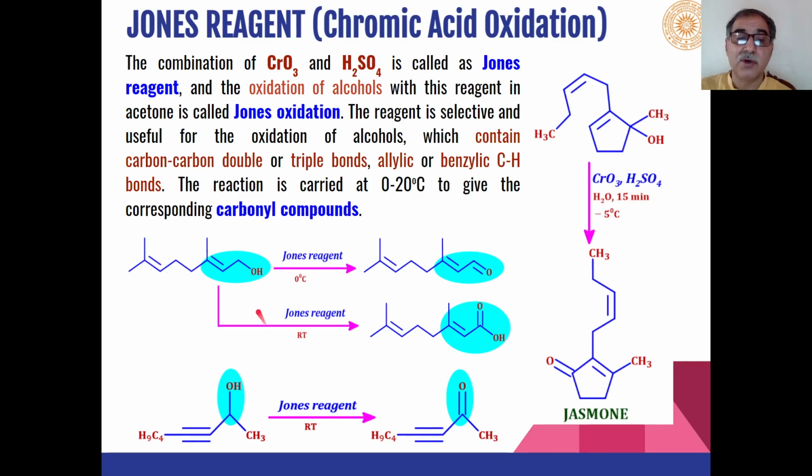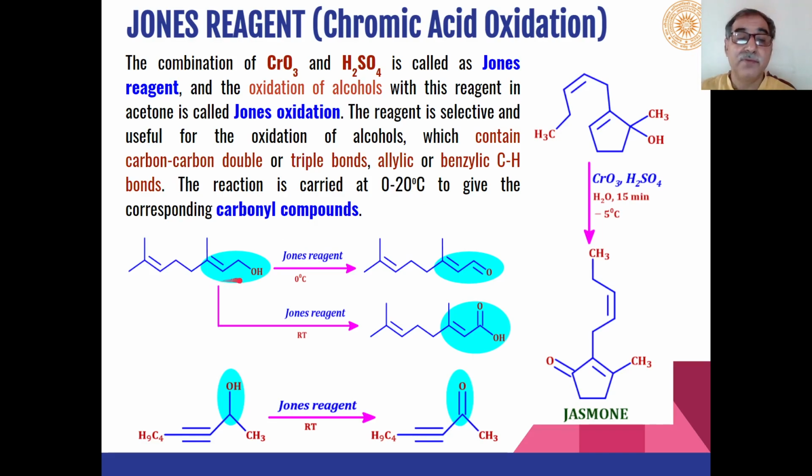It has been found that this reagent is very selective and very useful for the oxidation of alcohols which contain either a carbon-carbon double bond or carbon-carbon triple bond alpha to the hydroxyl group, or we can say allylic alcohols or benzylic alcohols. They can be oxidized using Jones reagent, and the reaction is carried out at a low temperature of the order of 0 to 20 degrees centigrade, and the corresponding carbonyl compounds are formed as product.